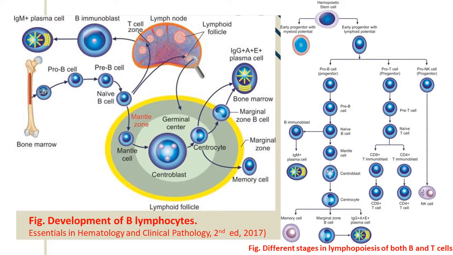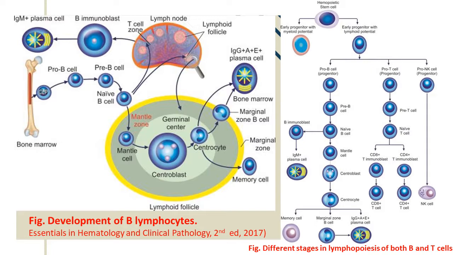For development in the germinal center, which is in the follicular area, the antigen-exposed naive B cells migrate into the germinal center of the lymphoid follicle, proliferate, and transform into the large follicular center cells called centroblasts. The centroblasts mature and give rise to cleaved follicular center cells, known as centrocytes. These are small lymphocytes with cleaved nuclei.